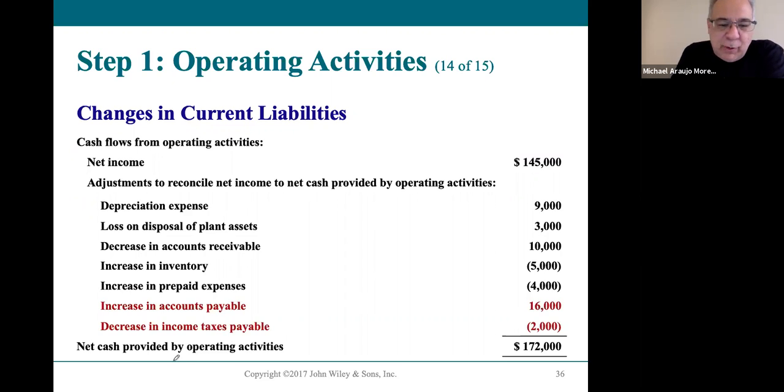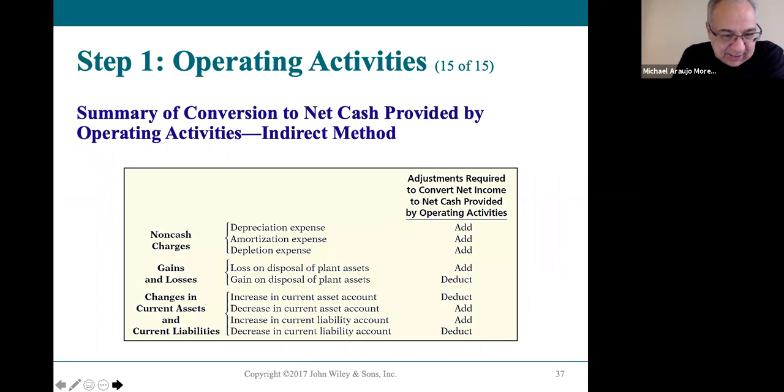Okay. But we also had a decrease in the income tax payable. So in other words, we owed income taxes and we paid them down. If you paid that down, you had to use cash to do it. So it was a use of cash. So look how it ends. Net cash provided by operating activities. And I think that's the last slide on this. Yes.